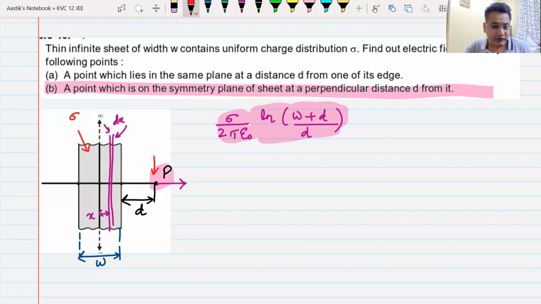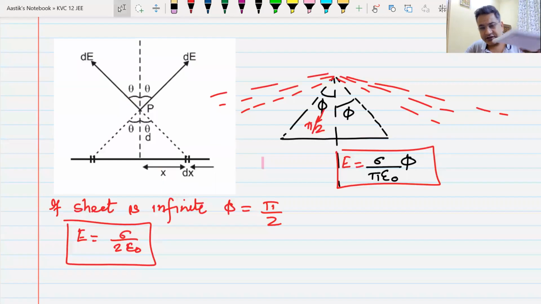Then there was this point which was of more importance. This point looks like this in a two-dimensional figure. Actually, the point is like this. So how is the point? If this is the sheet, it is infinite in this dimension, but it has a width W in this dimension. So this point is somewhere here. That is how it looks in 3 dimensions.